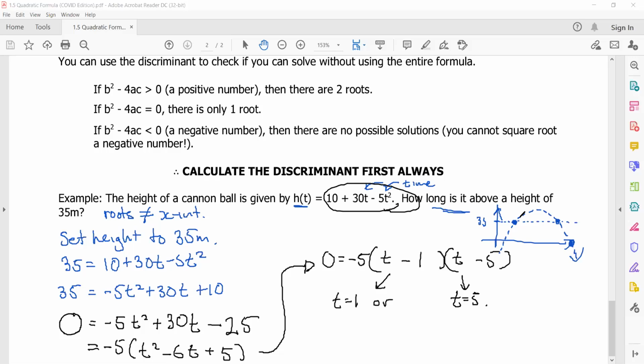And so, what does that mean? When time equals 1, or when time equals 5, I hit 35 meters. Let's go back to the question. How long is it above 35? 5 minus 1, 4 seconds. Therefore, the ball is above 35 meters for 4 seconds.